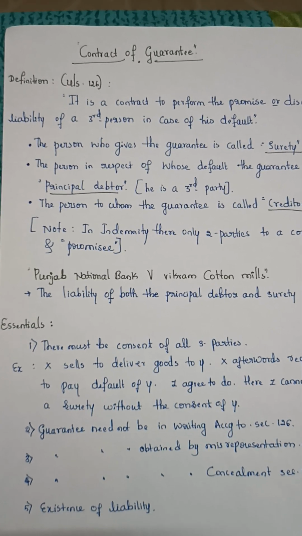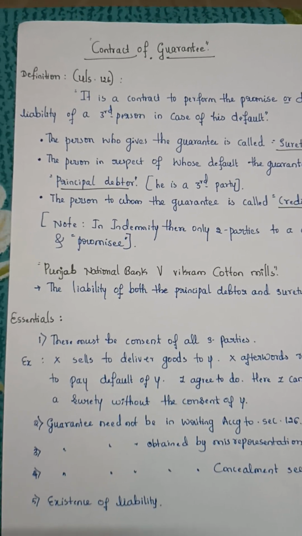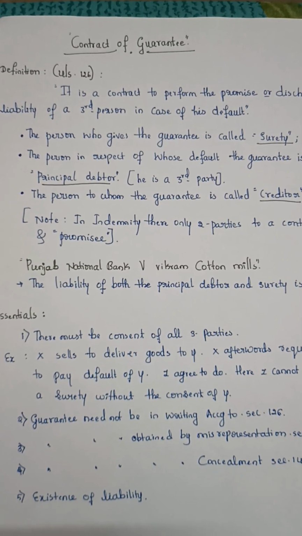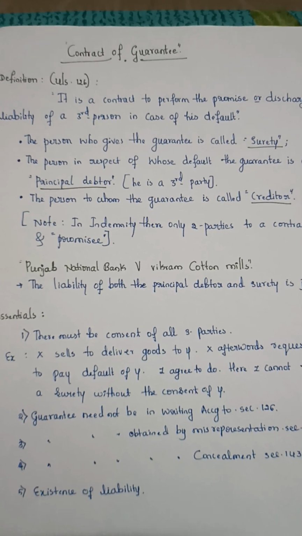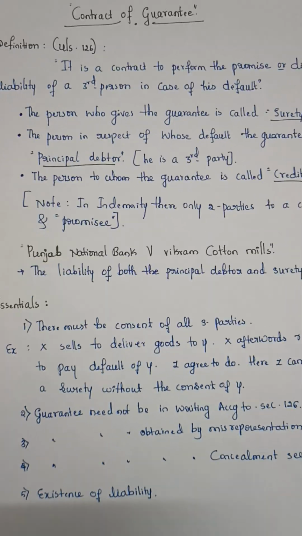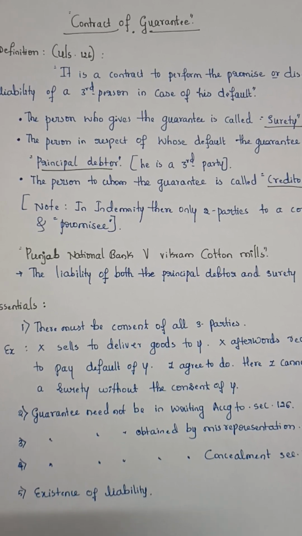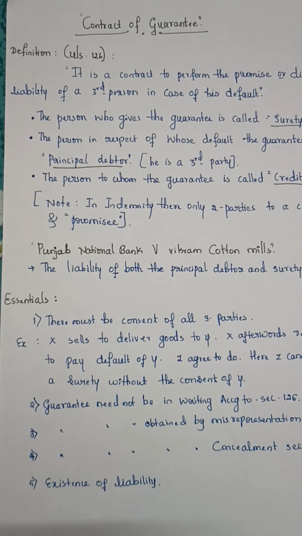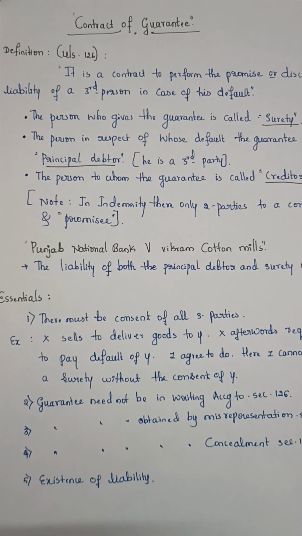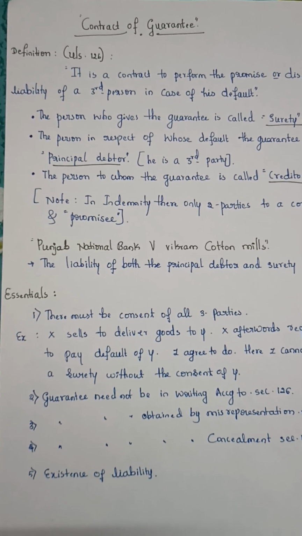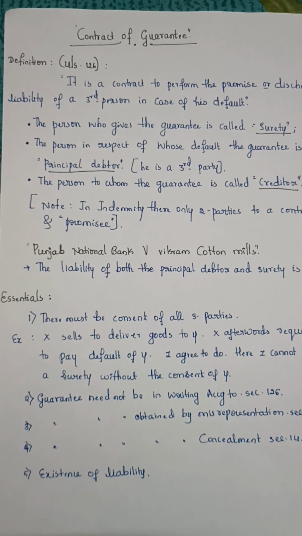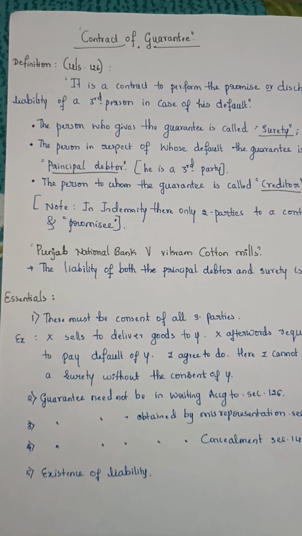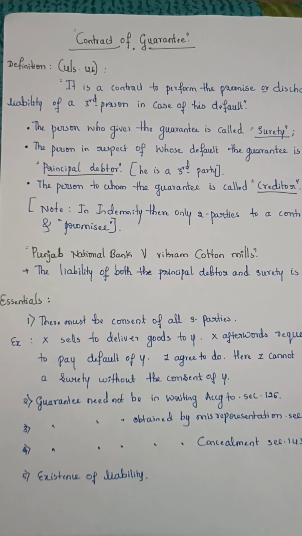The case law relating to the contract of guarantee is Punjab National Bank versus Vikram Cotton Mills. In this case, the court held that the liability of both the principal debtor and the surety is the same. The essential ingredients of a contract of guarantee: there must be three parties, the principal debtor, the surety and the creditor. And another one, a guarantee need not be in writing; it may be oral or written, and there is no particular form required.